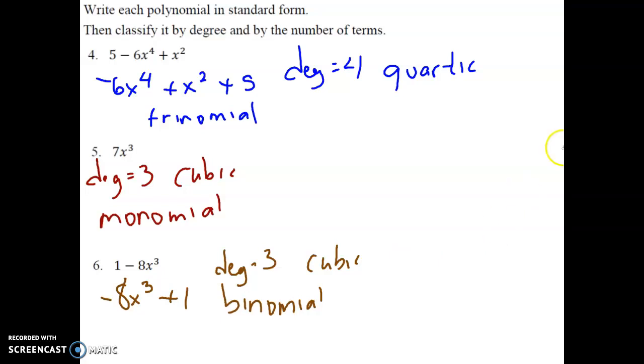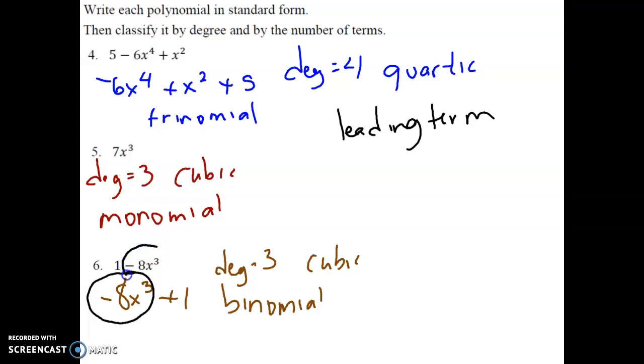Okay, now a vocabulary word you need to be familiar with is the leading term. And this is going to be important in Delta Math. This is also going to be important when you're looking at your end behavior. Your leading term is the one that has the highest exponent. So like in number 6 that we just did, our leading term is this one. So even when it's written backwards, even when it's not written in standard form, the leading term is still the one with the highest exponent. So negative 8x to the third would be my leading term.